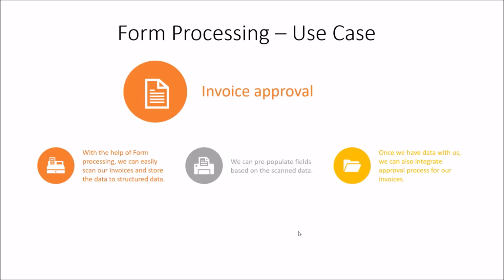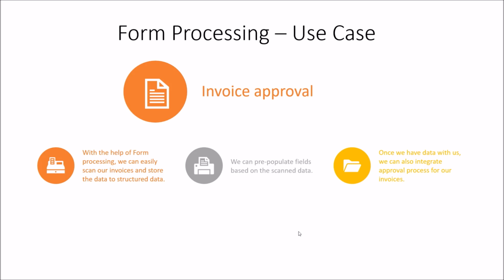Now let me talk about some real life examples of form processing systems. Let's consider an example of an invoice approval system. With the help of form processing, we can easily scan our invoices and store the data in a structured manner. We can pre-populate the fields based on our scanned data. Once we have our data with us, we can also integrate an approval process for our invoices. This type of real life example we are going to cover during this session.